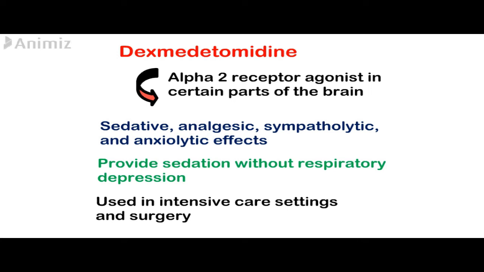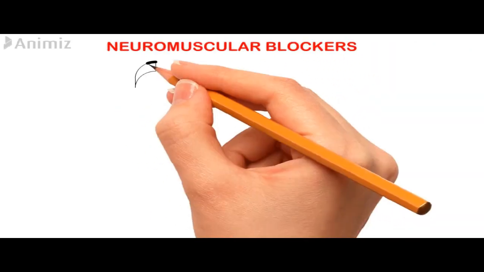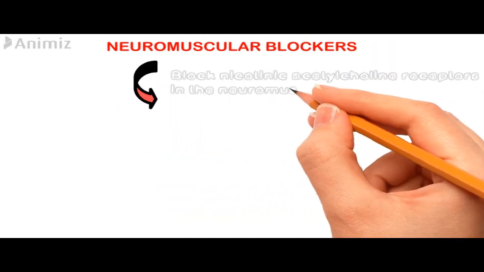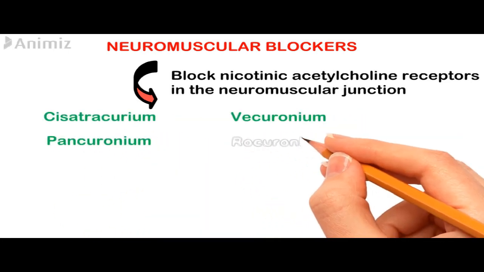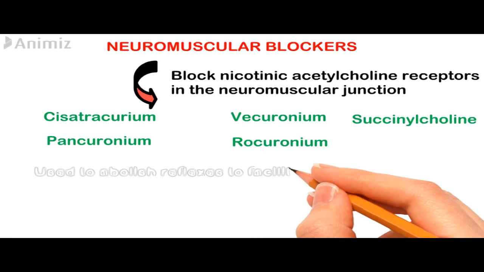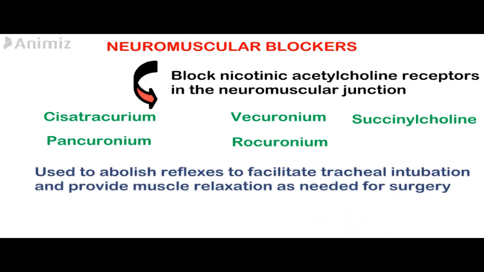One of the very important pre-anesthetics are the neuromuscular blockers. These drugs are used to abolish reflex to facilitate tracheal intubation and provide muscle relaxation as needed for surgery. Their mechanism of action is the blockage of nicotinic acetylcholine receptors in the neuromuscular junctions. Examples of these drugs are cisatracurium, pancuronium, rocuronium, and vecuronium, and also the depolarizing drug, which is succinylcholine.